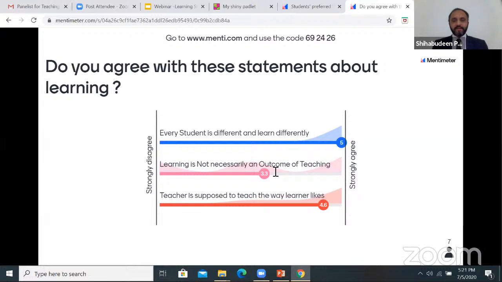Okay, very good. That's great. For the second statement, learning is not necessarily an outcome of teaching, I see most of them have given around 3.1. But the first statement, every student is different and learns differently, that's my point today. Everyone is different. We have to address everyone in the classroom according to their interest and ability. That's great. Thank you, teachers.